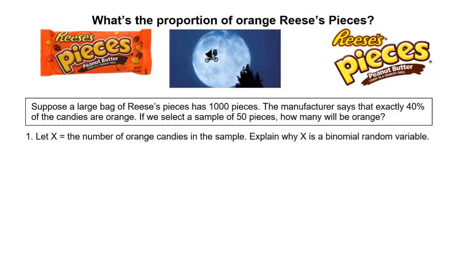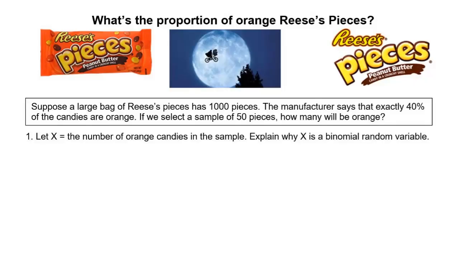Suppose a large bag of Reese's Pieces has 1,000 pieces. The manufacturer says that exactly 40% of the candies are orange. If we select a random sample of 50 pieces, how many will be orange? Number one, let X equal the number of orange candies in the sample.